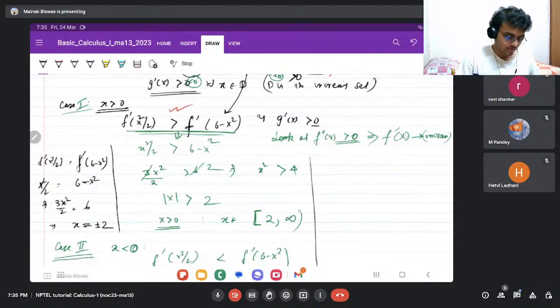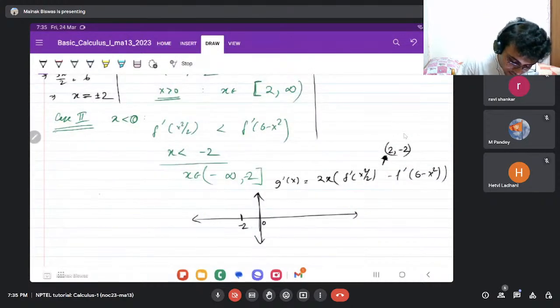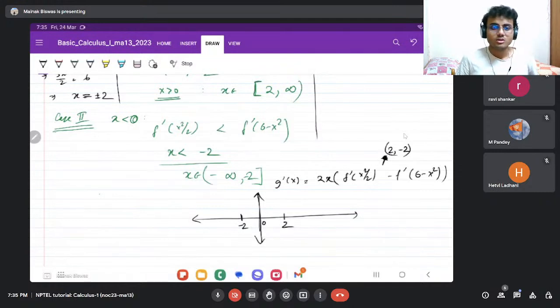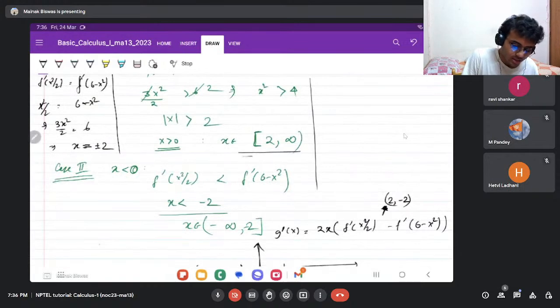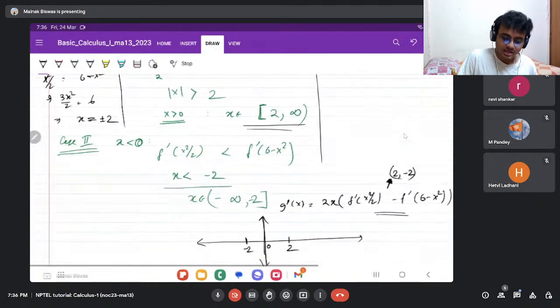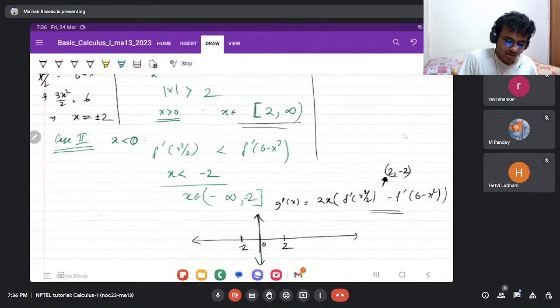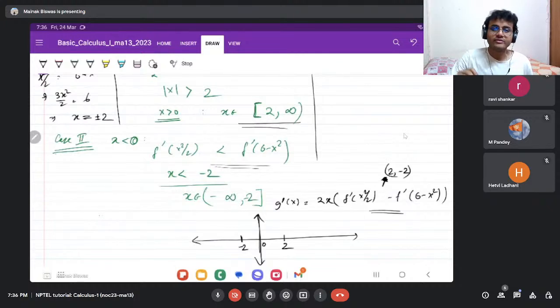Okay, now if you have a doubt, please ask. So are you getting that I'm trying to plot the wavy curve for g dash x? This is what I am trying to do. I have seen that for x greater than 0, this inner function is positive, and for x less than 0 this inner function is negative. This much we have seen, right?